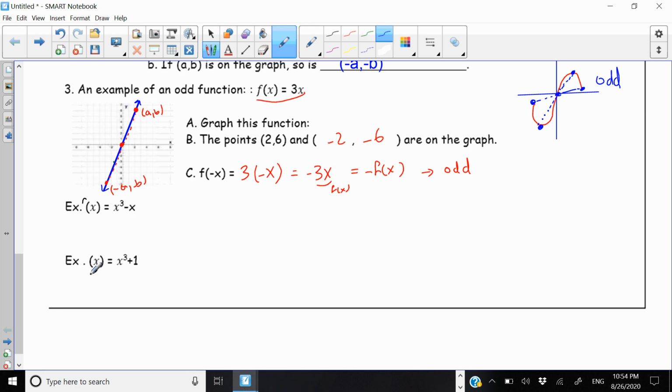Okay, let's do these two examples. x to the 3 minus x. I want to know if this function is odd or even.